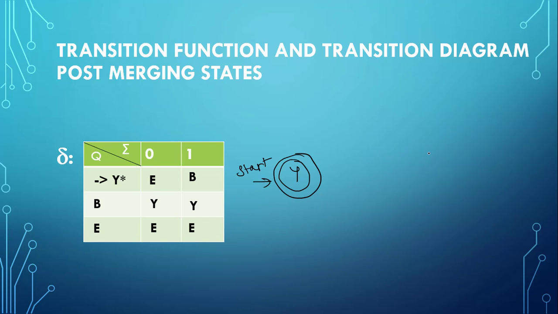Okay, then we have B and we have E. So from Y we are going to E over 0 and to B over 1. Then we have B to Y on 0 and 1, and finally a self loop over 0 and 1 in E state. So here, as we can see, E is acting like our dead state.